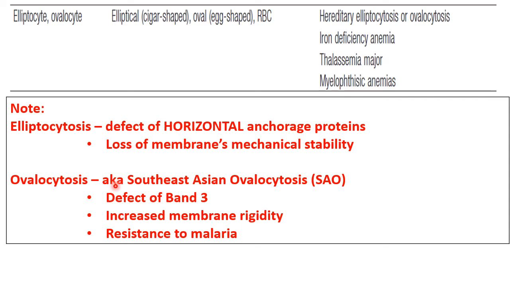Ovalocytosis naman, or also known as Southeast Asian ovalocytosis or SAO. It has a defect of band 3 protein causing the rigidity of the membrane. Pero, no, hindi naman laging bad news dito. Kasi ovalocytosis can confer resistance to malaria. Tandaan natin, no, yung mga malaria Plasmodium species, gustong-gusto nila yung mga perfect RBC, walang defect. Okay? Kapag may ovalocytosis ka, ayaw ng mga malaria yan. No? So, ayaw ng mga Plasmodium yan. So, therefore, may protection ka against malaria.